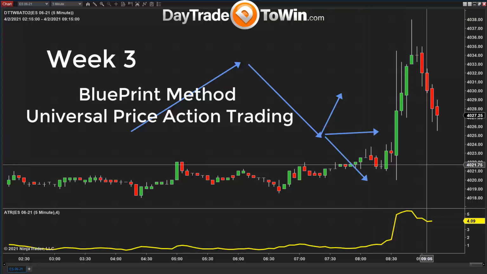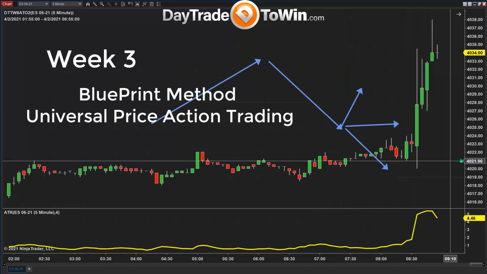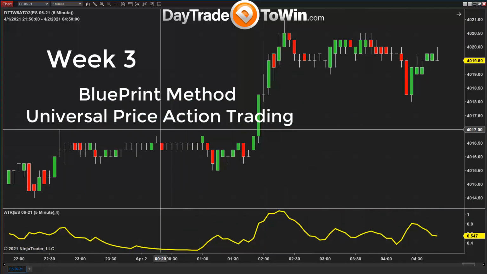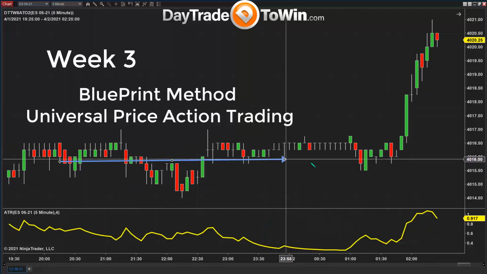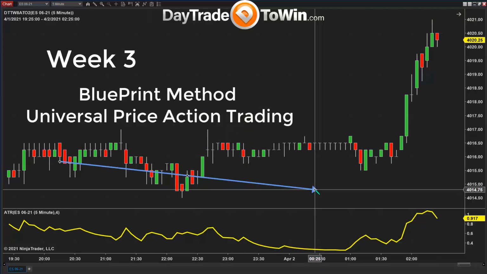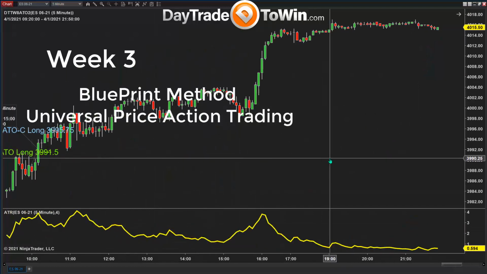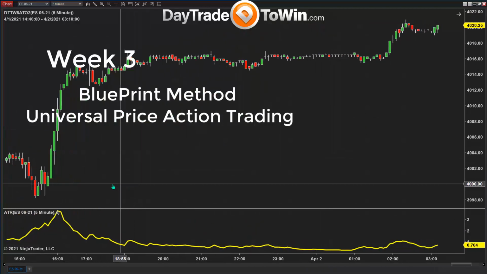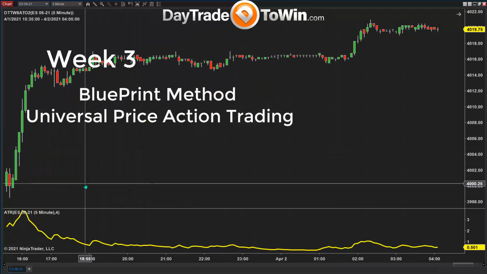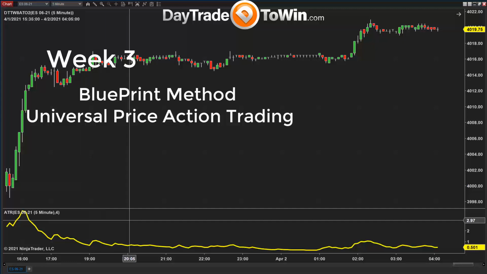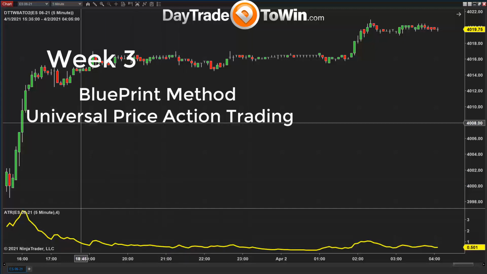So looking at this chart here, the goal is to understand whether or not, as the market begins to be flat like this, where do we buy and where do we sell based on price action. So the blueprint method's a little different. It basically can be used on any market and any chart. I like to use the 1 minute or the 5 minute, all dependent here on the ATR.